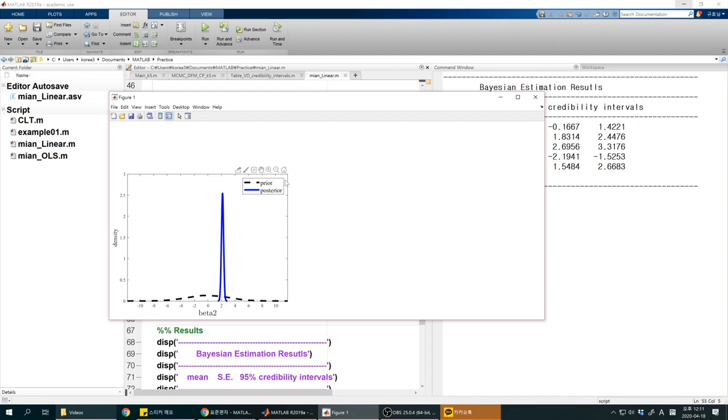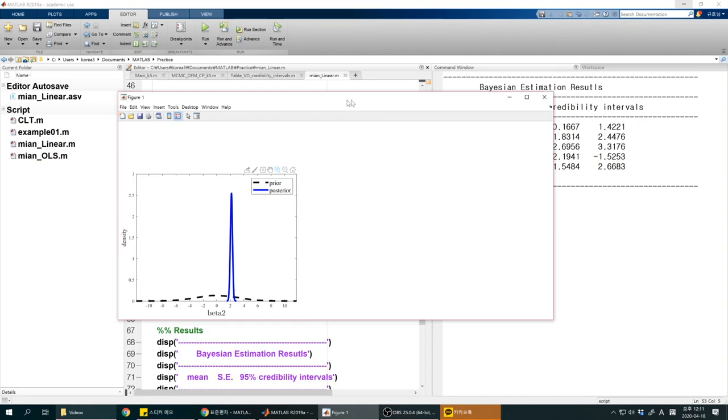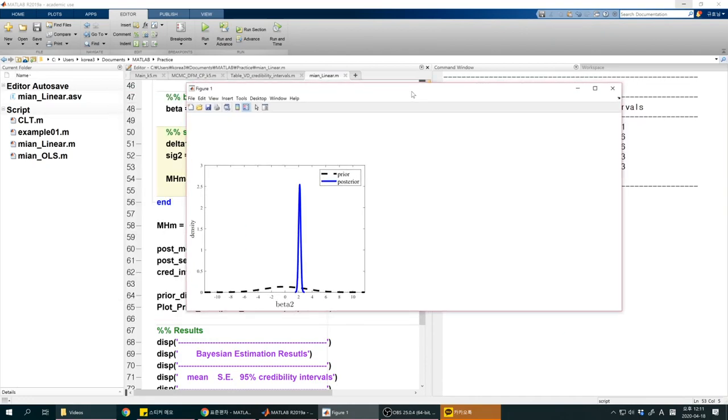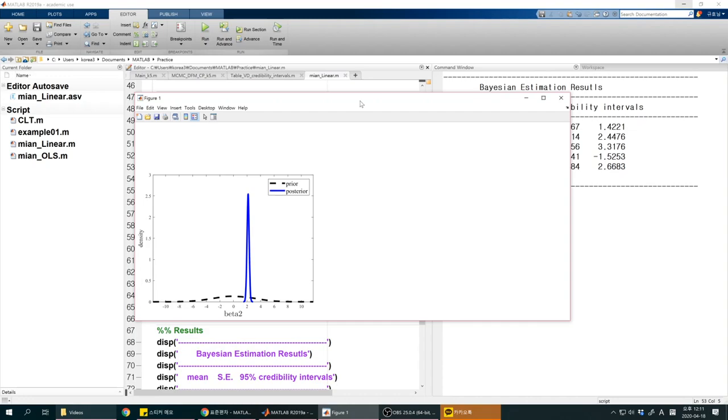Why? Let me make it bigger. It doesn't respond. Why? Maybe my computer is running slowly. I don't know. It doesn't matter.